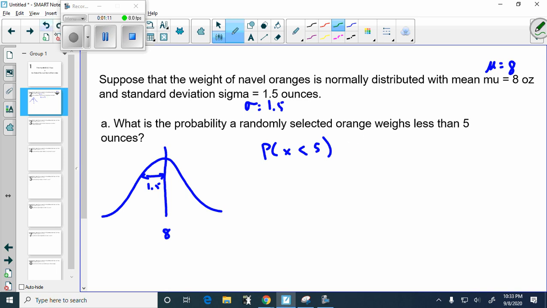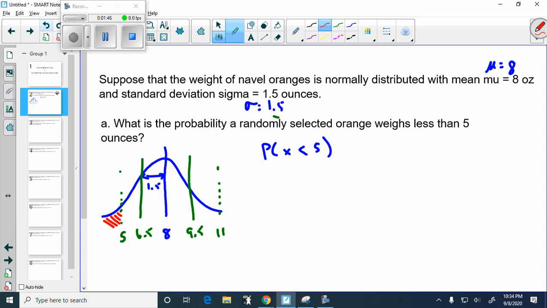As it turns out, it doesn't matter if this has an equal sign under it or not, so I usually, more efficiently, don't write it. Well, if I count out 1.5 standard deviations, this is going to be 6.5 and 9.5. And then again, I end up with 5 and 11.